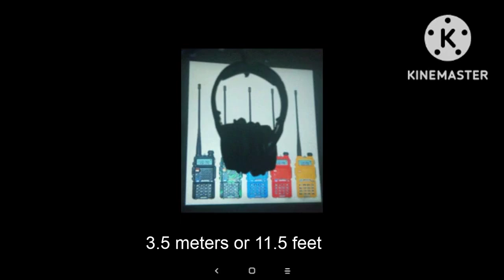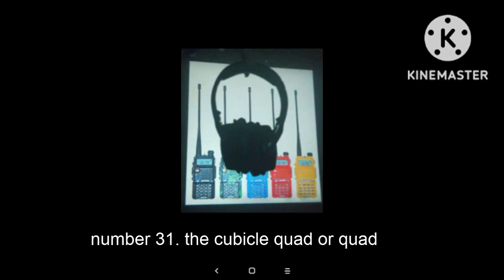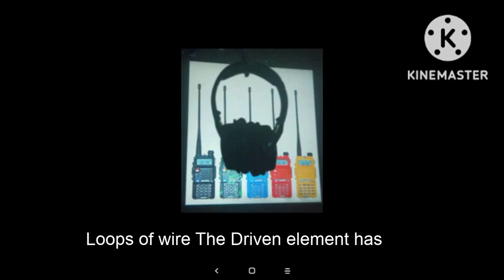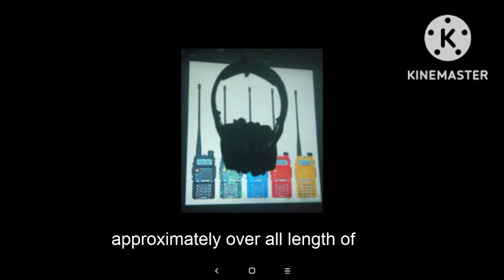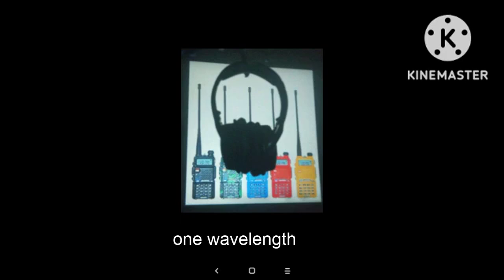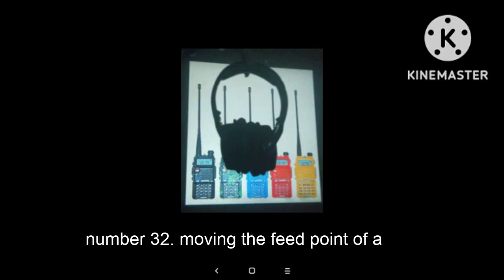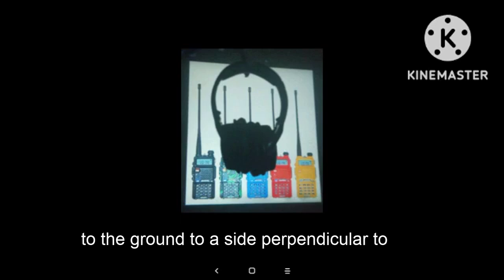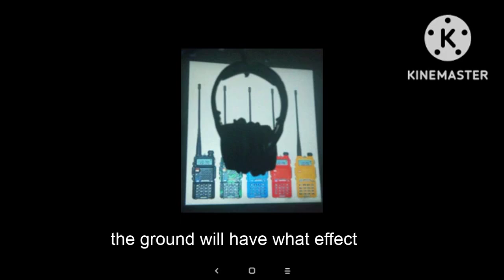3.5 meters or 11.5 feet. Number 31. The cubical quad or quad antenna consists of 2 or more square loops of wire. The driven element has approximately overall length of 1 wavelength. Number 32. Moving the feed point of a multi-element quad antenna from a side parallel to the ground to a side perpendicular to the ground will have what effect?